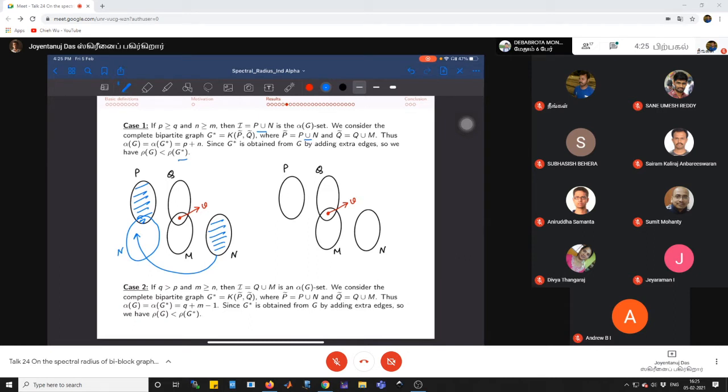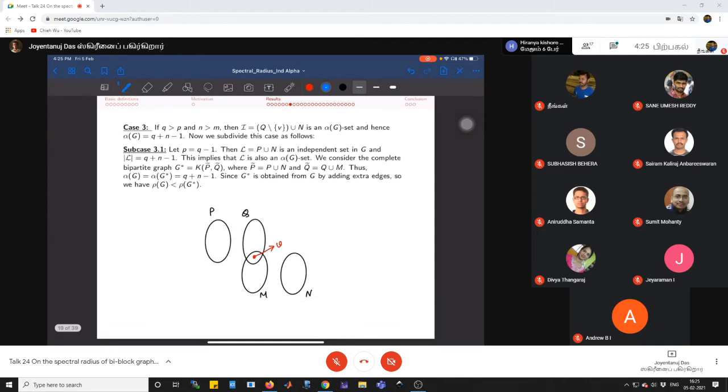Now consider the second case where Q is strictly greater than P, that is this part is Q, and M is greater than or equal to N. So I is nothing but Q union M, and similarly we are bringing this N to this. Now consider the complete bipartite graph where P tilde is Q union M and Q tilde is P union N. Now we are also adding extra edges to obtain G star from G, so the spectral radius will increase. Okay, so this was the second case.